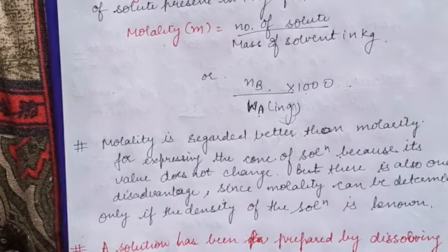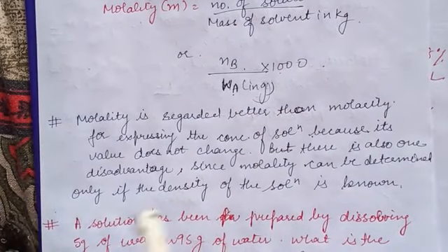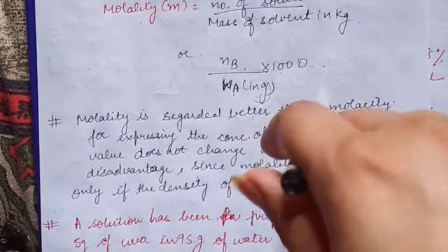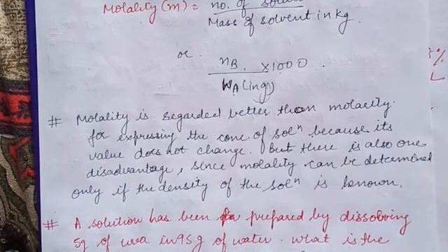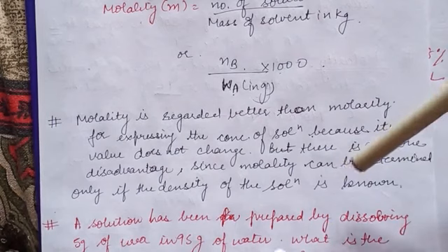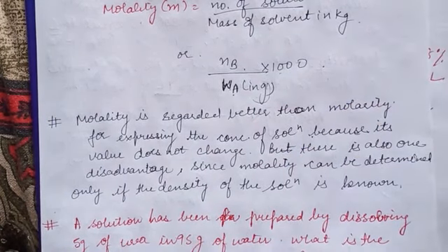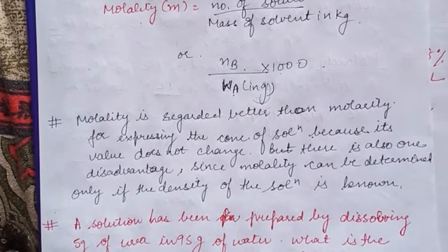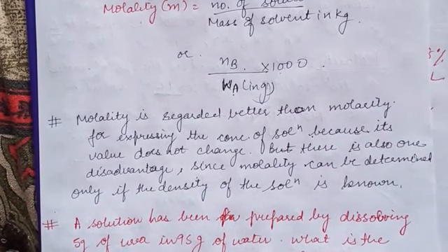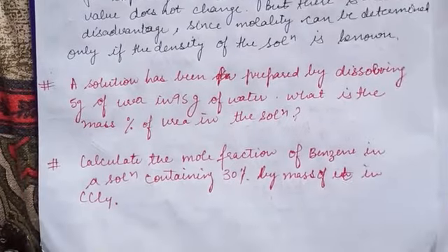Now what is the disadvantage? Molality can be determined only if the density of the solution is known, and density means pure. That means only when we know the density of the solution can we figure out molality, otherwise we cannot. That means the solvent must be in the pure form. Now I'll do a little practice of the questions.